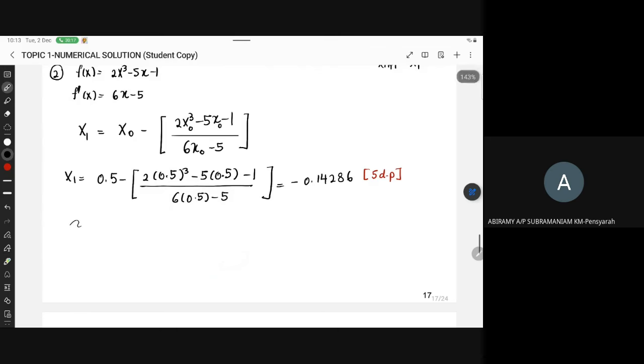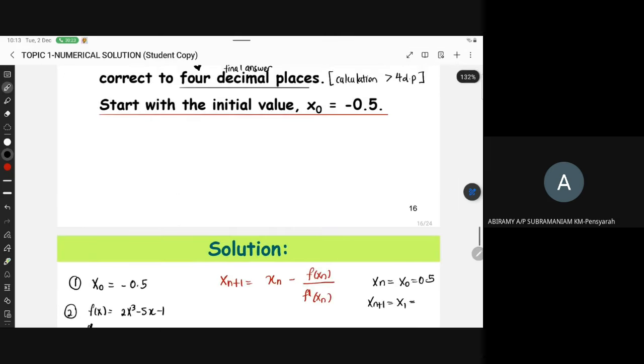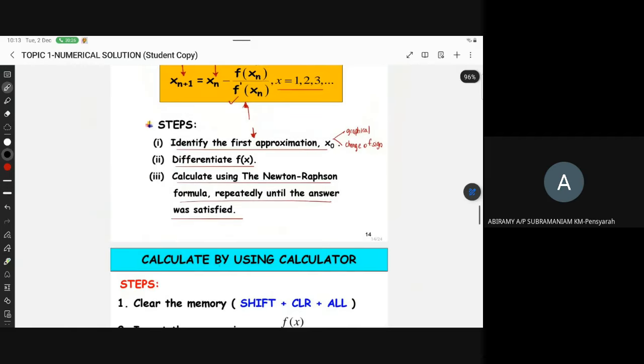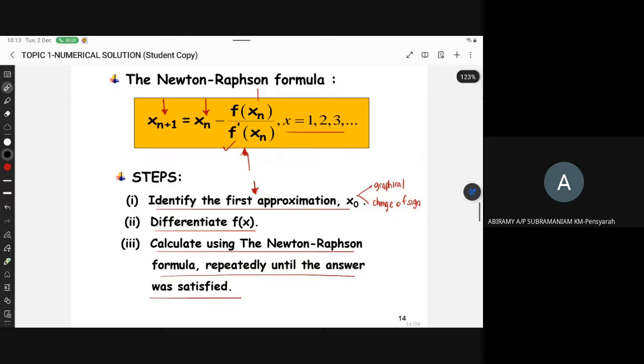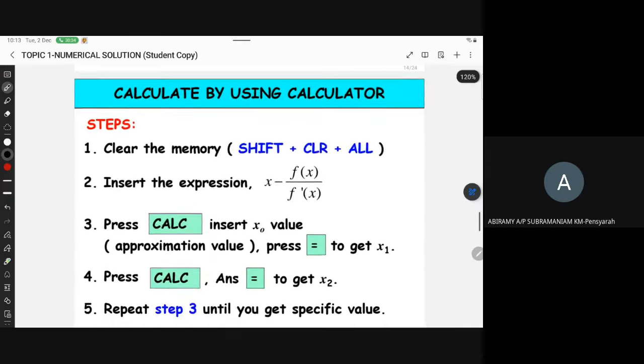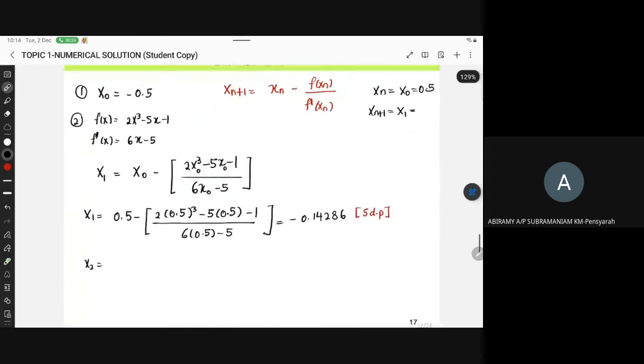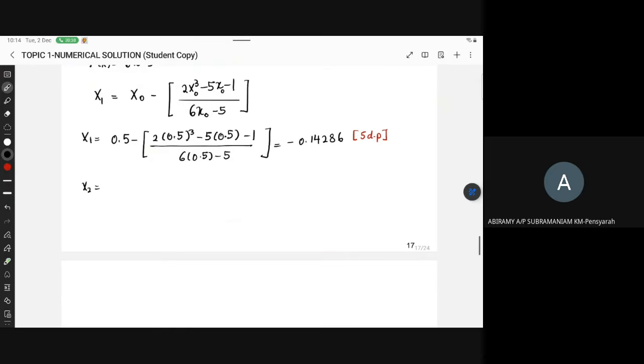Okay, now what is x2? Next we are going to continue with the iteration, as suggested in the lecture notes. Calculate using the Newton-Raphson formula repeatedly. You have to repeat this until the answer is satisfied. So you have to repeat for x2. So what is x2?